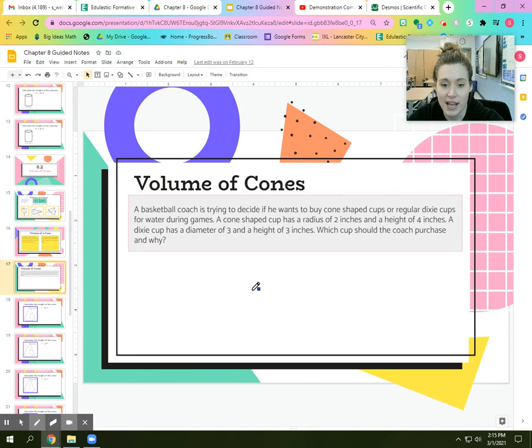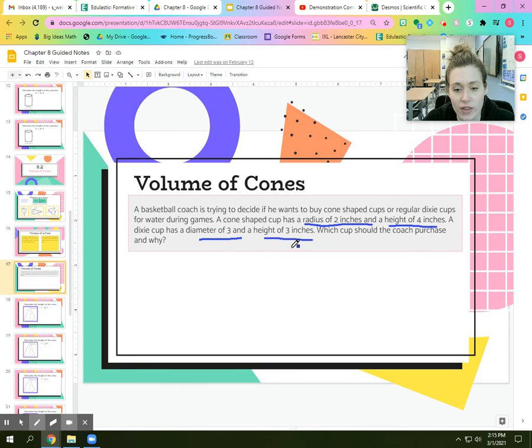Next example says a basketball coach is trying to decide if he wants to buy cone-shaped cups or regular Dixie cups for water drain games. A cone-shaped cup has a radius of 2 inches and a height of 4 inches. A Dixie cup has a diameter of 3 inches and a height of 3 inches. Which cup should the coach purchase and why? So we want to figure out which cup holds more water, right? Where are we going to get better value?